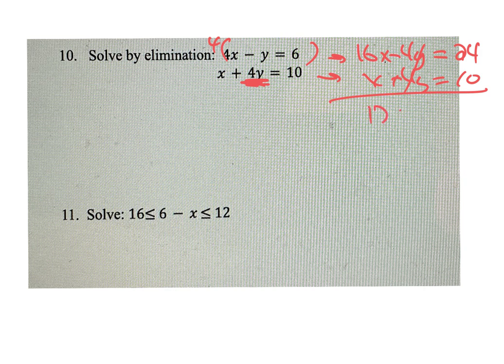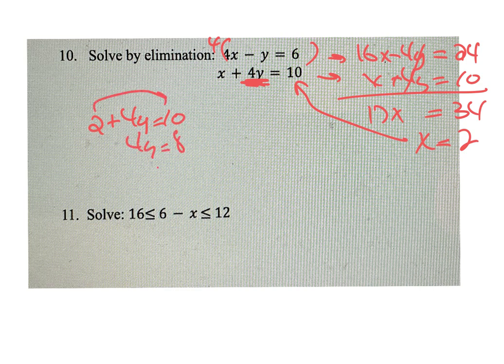Over here, I get 17x. Over here, I get 34. That's convenient because 17 goes into 34 2 times. To get my other answer, I'm going to plug that in. I'm going to plug it in the second one. So I get 2 plus 4y is 10. If I move that 2 over there, I get 8 divided by 4. It's 2. So my answer here is 2, 2.